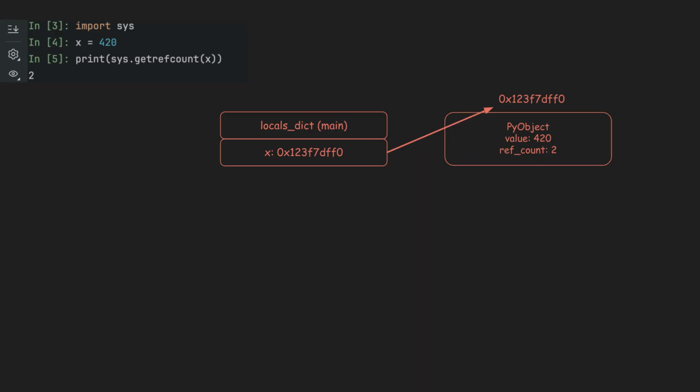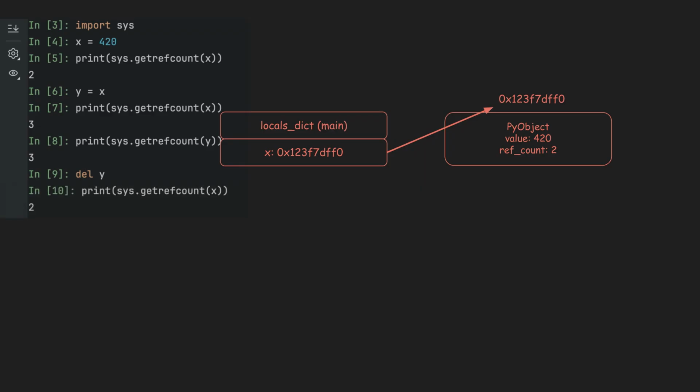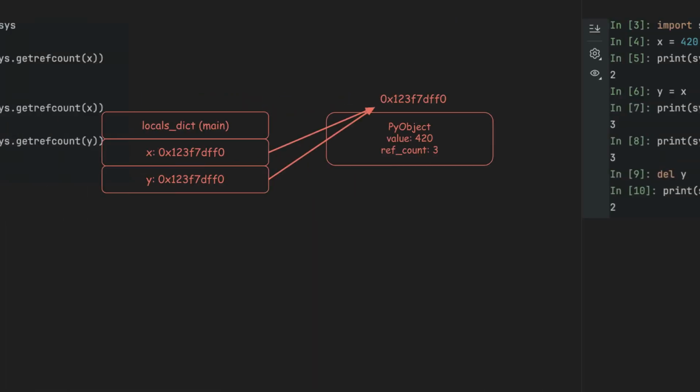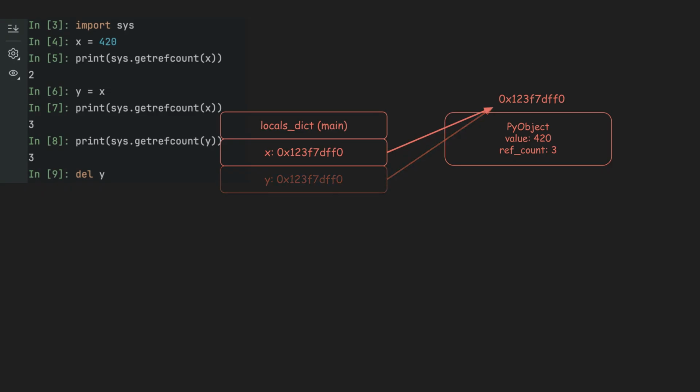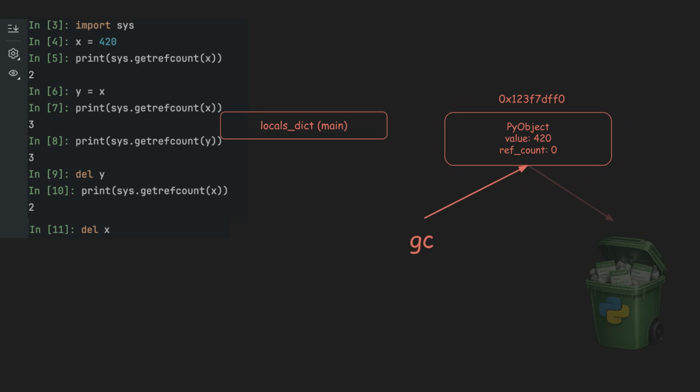Now suppose we write y equal to x and print the reference count again. The reference count increases because y now points to the exact same object. Next, if we delete y, the reference count drops by 1. Notice something important here. When we call del y, Python removes the variable name y from the function's local namespace. It does not immediately delete the associated PyObject. Instead, it simply decrements that object's reference count. Once the reference count reaches 0, Python reclaims the memory occupied by that object.